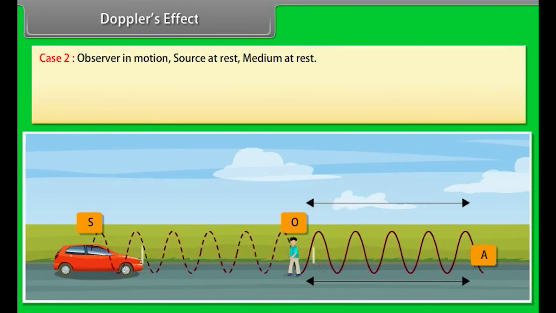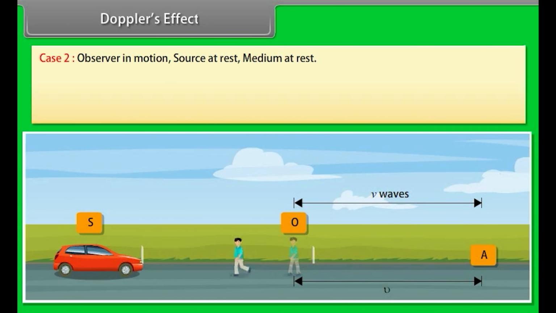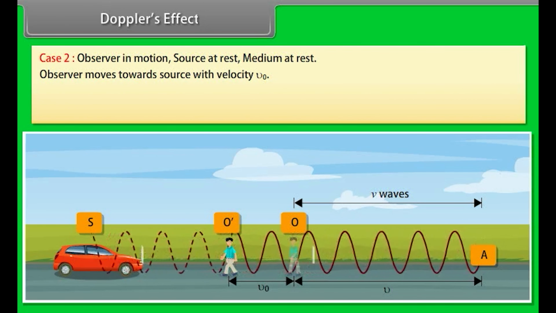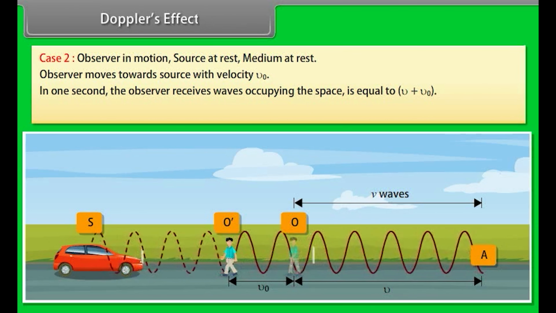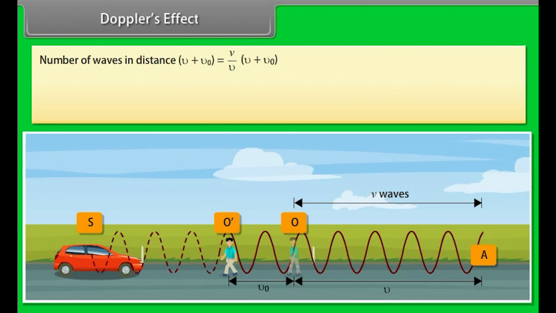Case 2. Observer in motion, source at rest, medium at rest. Observer moves towards the source with velocity v0. In 1 second, the observer receives waves occupying the space equal to v plus v naught. Number of waves in unit distance is equal to nu upon v. Number of waves in distance v plus v naught is equal to nu multiplied by (v plus v naught) upon v. Apparent frequency nu double dash is equal to (v plus v naught) upon v multiplied by nu.